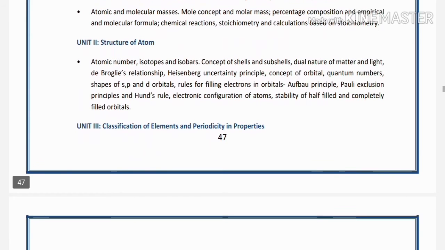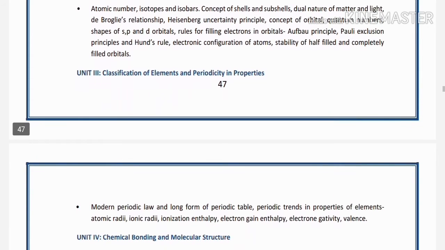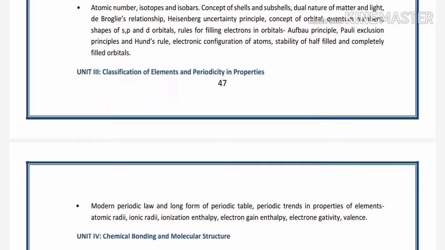Unit 2, structure of atom. Atomic number, isotopes and isobars. Concept of shells and subshells, dual nature of matter and light. De Broglie's relationship, Heisenberg uncertainty principle, concept of orbital, quantum numbers. Shapes of s, p and d orbitals, rules for filling electrons in orbitals: Aufbau principle, Pauli exclusion principle and Hund's rule, electronic configuration of atoms, stability of half-filled and completely filled orbitals.